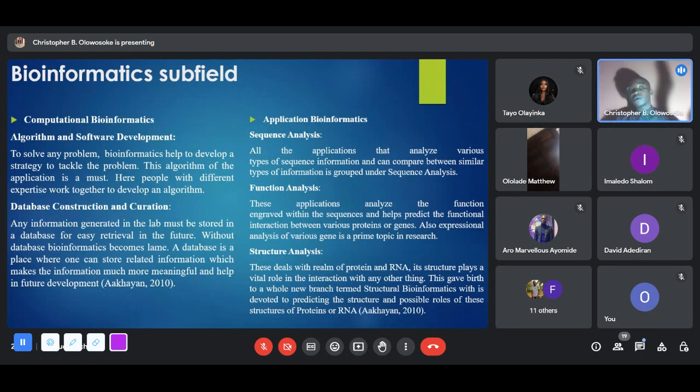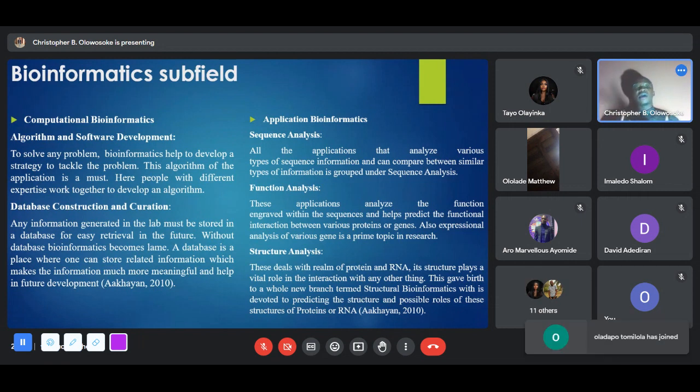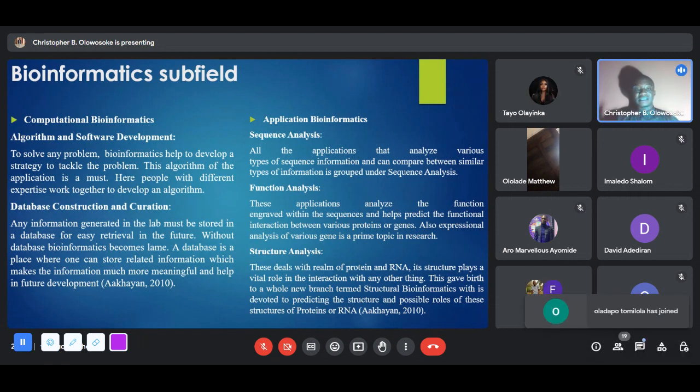So in these two subfields of bioinformatics, we have some relevant software. For instance, we have BLAST, that is Basic Local Alignment Search Tool. We use it to compare DNA or protein sequences to check similarities, to check homologous sequences. So if two sequences that you are getting, let's say from a source, have something peculiar to themselves, you can easily use application bioinformatics, that is, sequence analysis, to get this, and that is where BLAST comes into play.